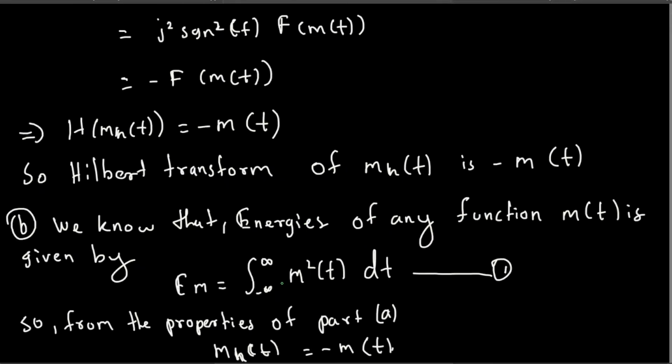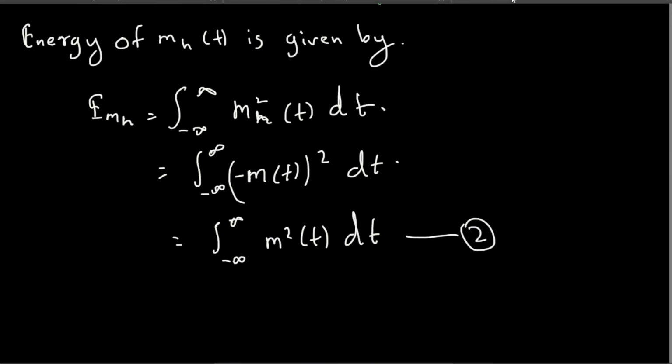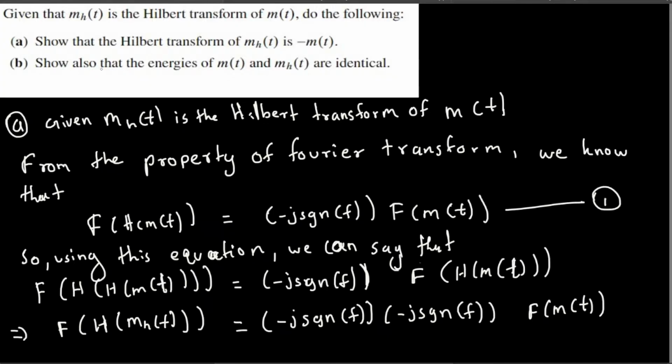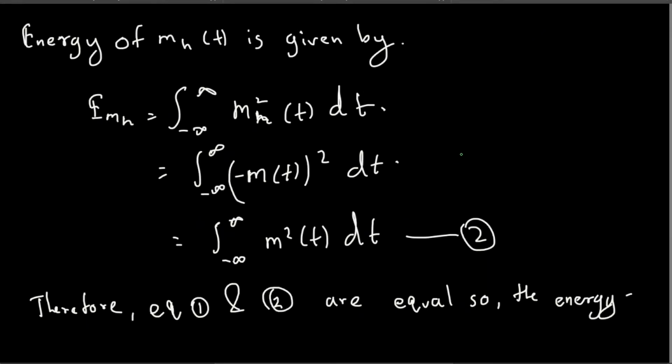Now if you look at equation number 1, it's exactly the same. So from this we know that equation 1 and 2 are equal, therefore the energy is also equal. Okay, so this is what was asked to prove. Here we showed that the energies of M of T and MH of T are identical. We just showed it here. And that's it for this video.